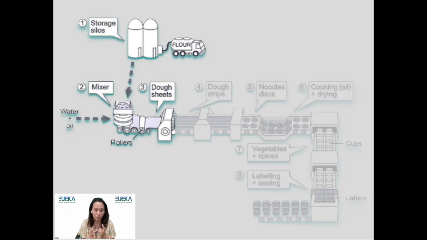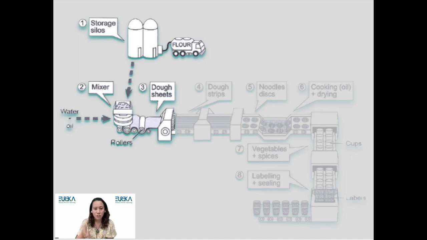Then this mixture, the mixer is like a machine. A mixture is the combination of flour, water, and oil. That's the combination, and that's called a mixture. The mixture goes through rollers in order to make dough sheets. Here you can say in order to make dough sheets, or for the purpose of the formation of dough sheets. So here you can play with words, right?